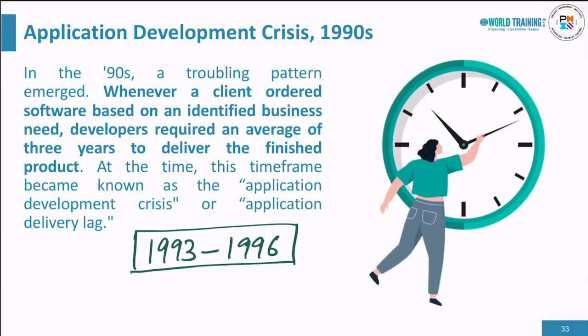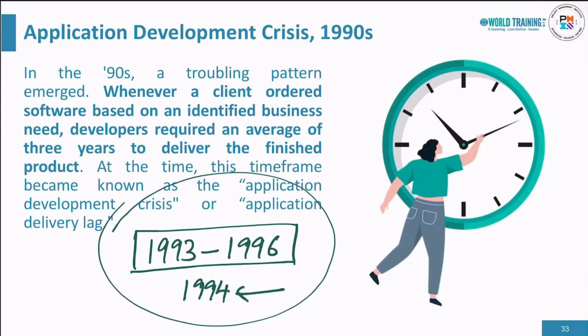Due to the rapid pace of innovation in the IT industry, in 1994 or mid of 1994 or 1995, requirements got changed. As requirements got changed, the projects became redundant. When projects become redundant, the project has to be terminated halfway. So that was the problem, which is called the application development crisis.